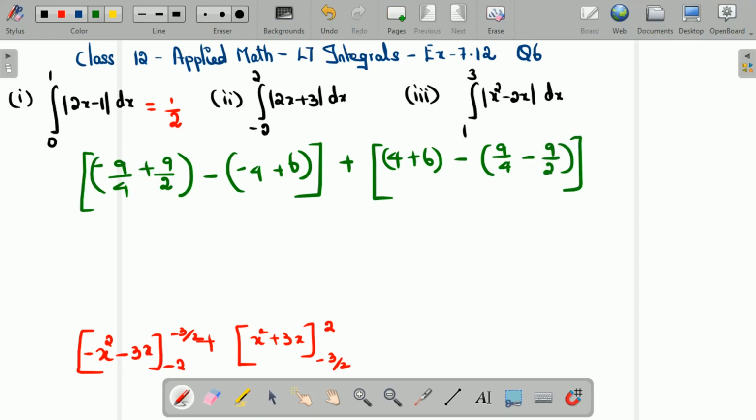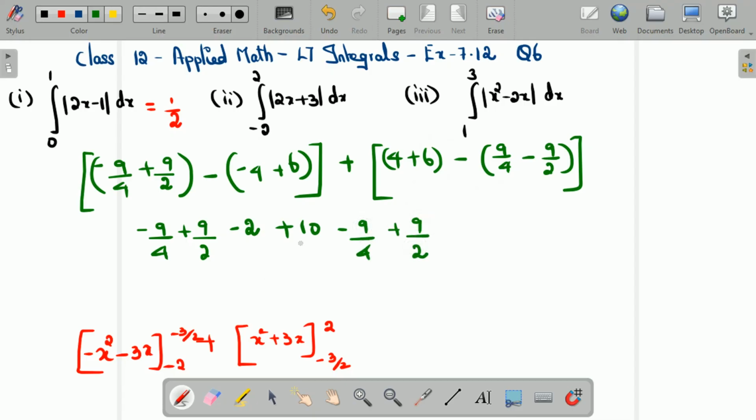So now we can work on removing the bracket. So minus 9 by 4 plus 9 by 2. This is 6 minus 4 is 2. There is again a negative sign, so minus 2. Then there is a plus 10 because I'm removing it out again. So this is minus 9 by 4 plus 9 by 2.